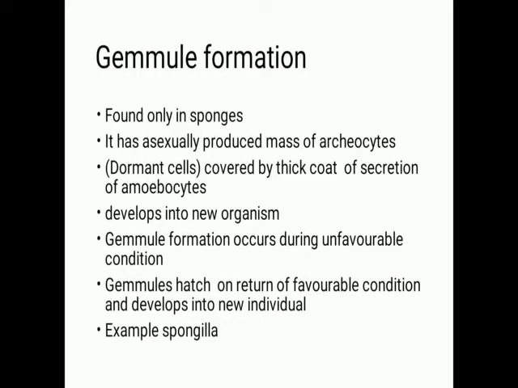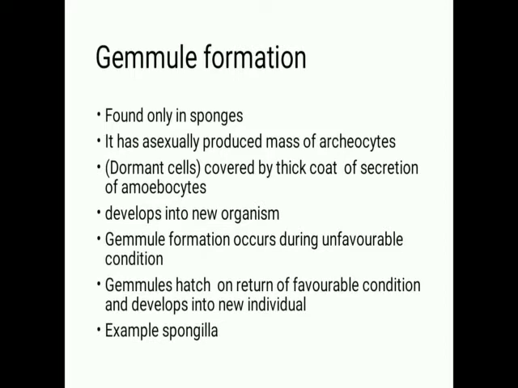First one, gemmule formation. The gemmule formation occurs during unfavorable condition. It is an internal bud formed only in sponges. It shows two types of cells, amoebocytes and archaeocytes. It has an asexually produced mass of archaeocyte cells. The archaeocyte cells have the ability to develop into a new organism, and the second type of cell, that is amoebocyte cell, secretes a thick layer around the archaeocyte cells. Then the gemmule hatches and develops into a new individual. One of the examples is spongilla.